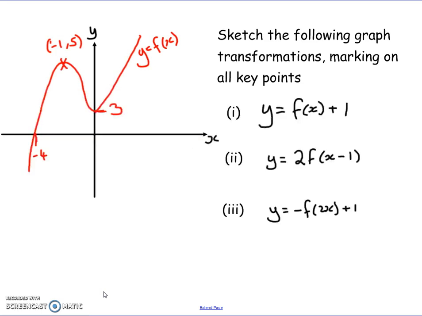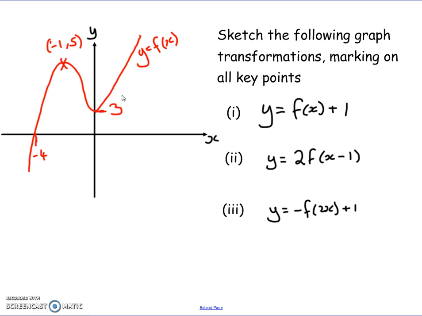Just a quick refresher for you though, this was what I asked you to do. So I gave you that graph there and I asked you to sketch the following graph transformations marking on all key points. So y equals f of x plus 1, y equals 2 f of x minus 1, and y equals negative f of 2x plus 1. Now, a quick hint for you.